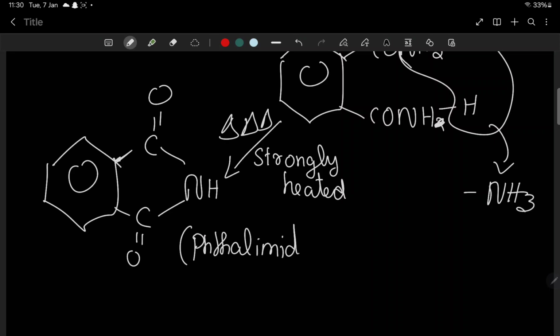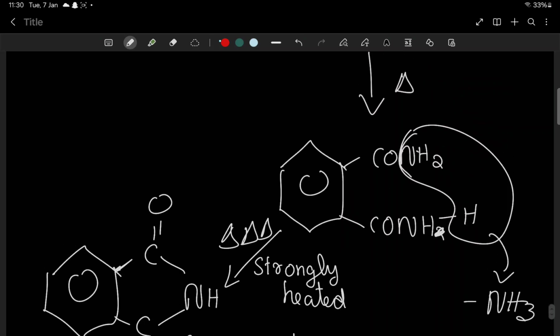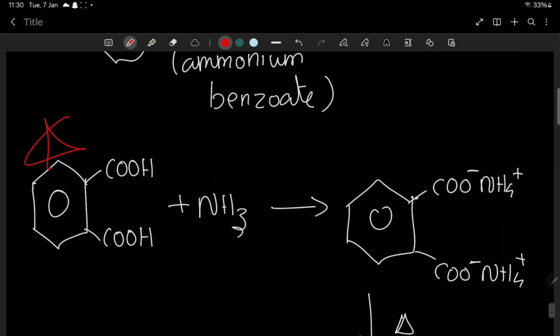This thing is used for Gabriel phthalimide synthesis. That will be coming up in the amines chapter. Okay, this is called phthalimide. This preparation of phthalimide is important. Important reaction. This is important for board exam also. It's more important. Okay.